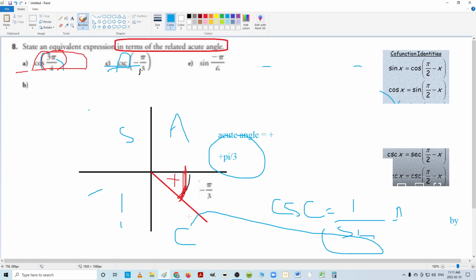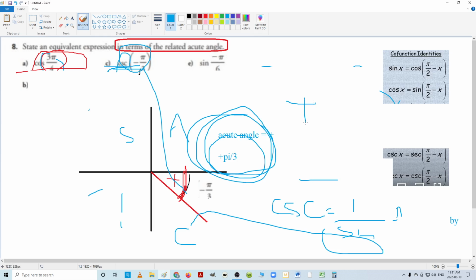Is sine positive here? No. Sine is negative, which means cosecant is negative, because 1 over a negative number is still going to be a negative number. So that means cosecant of this value here is going to be a negative value, but cosecants of these acute angles are always positive. So that means I will have to multiply it by negative 1.